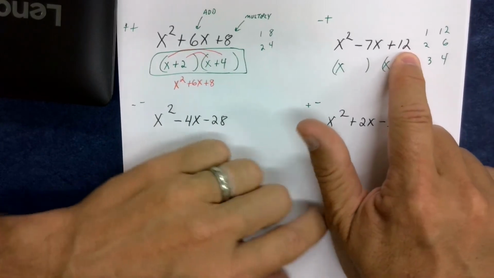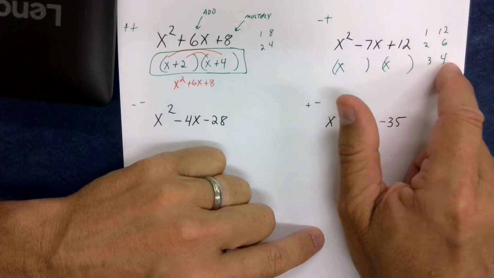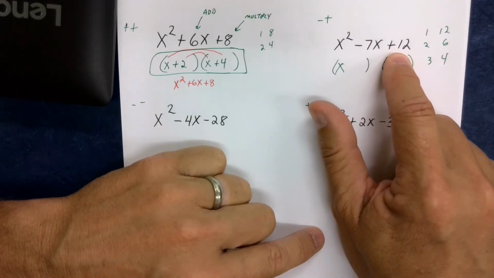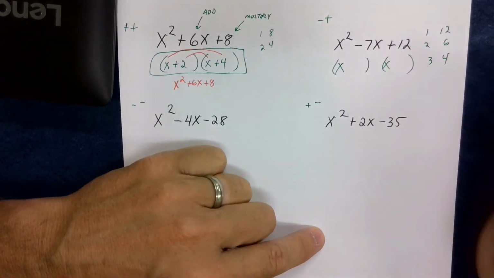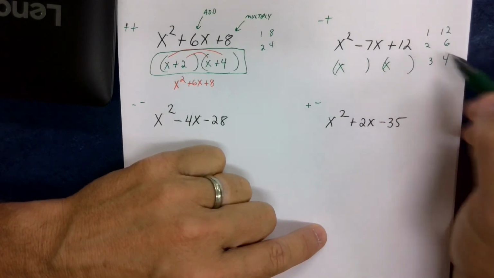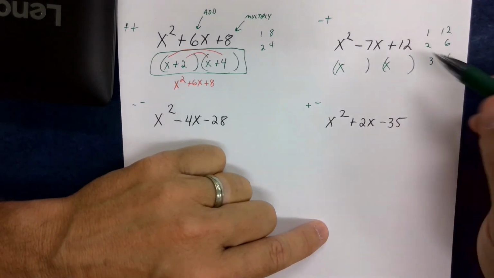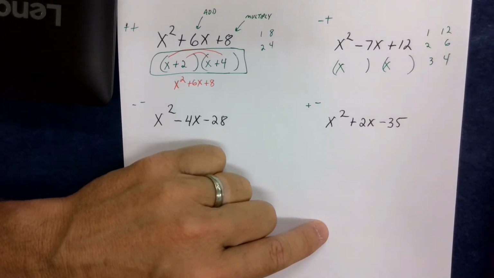Now over here, I know that 1 times 12 is 12, 2 times 6 is 12, and 3 times 4 is 12. Everybody good with that? However, negative 1 times negative 12 is 12, negative 2 times negative 6 is 12, and negative 3 times negative 4 is 12. So it could be positives or negatives for each one of these things.